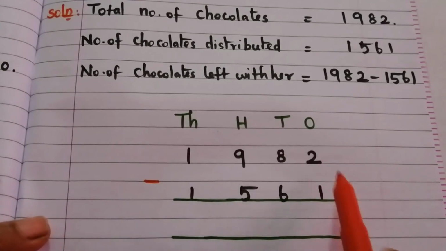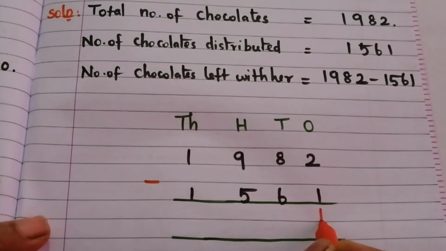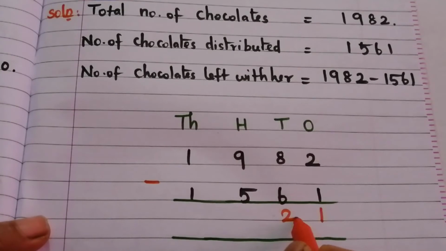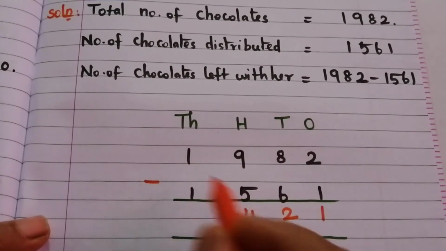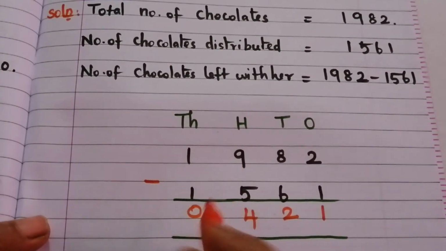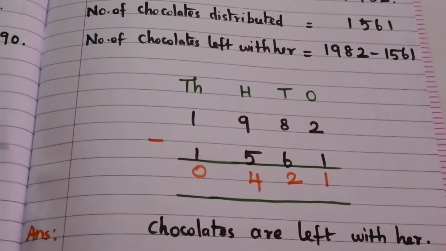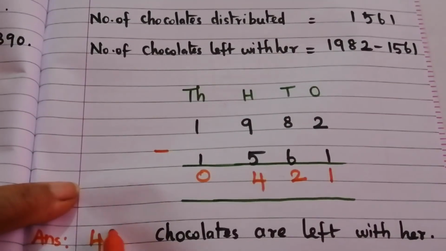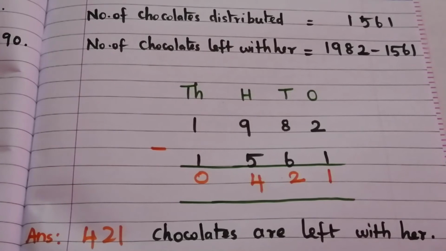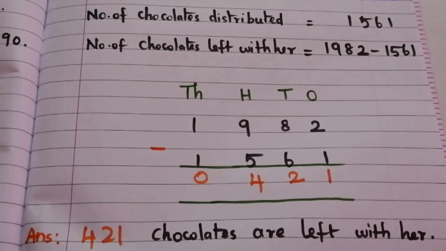You write these two data vertically and then do the subtraction operation. Start from ones place. 2 minus 1 is 1. 8 minus 6 is 2 and 9 minus 5 is 4. 1 minus 1 is 0. So 421 chocolates are left with her.